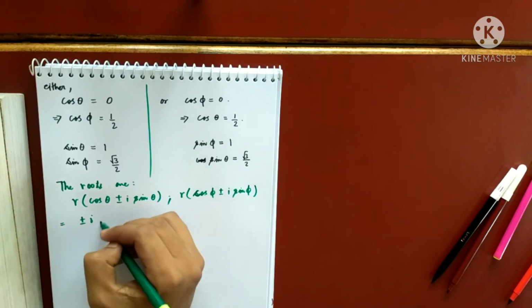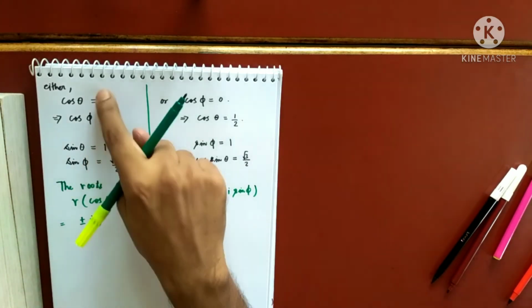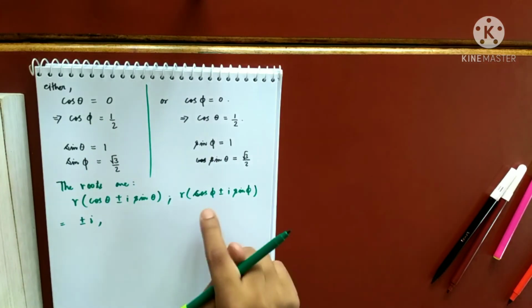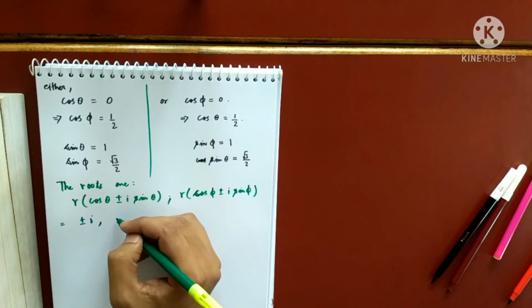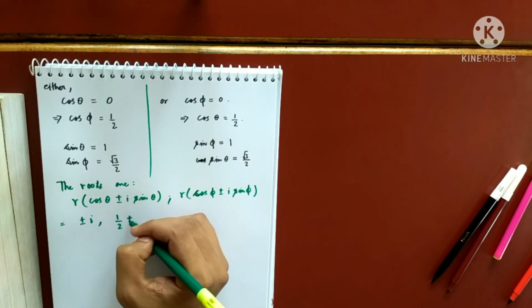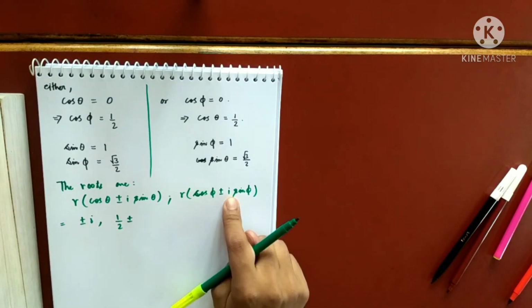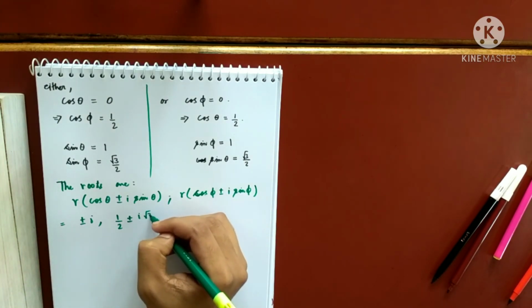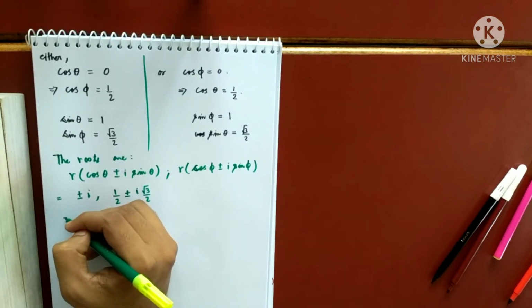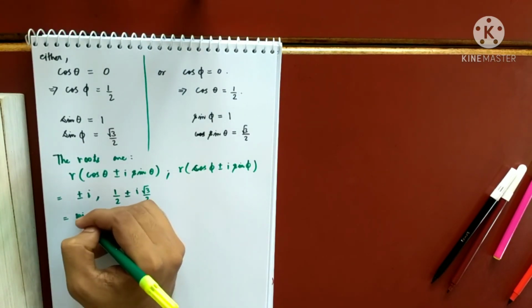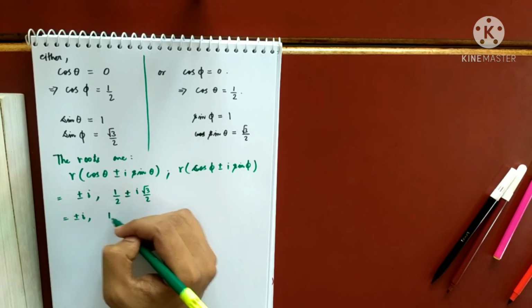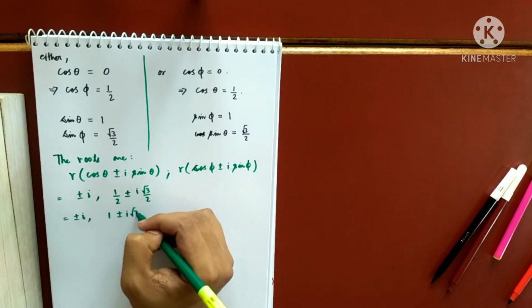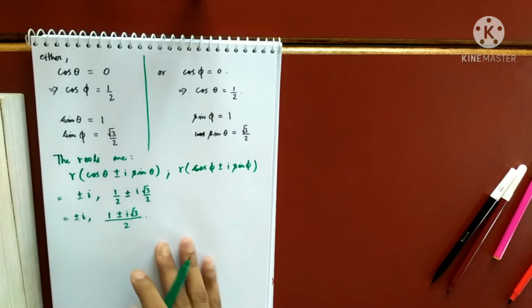Right? And comma. From here I'm taking this case only. Cos phi is half, so r is 1, cos phi is half, plus minus i sin phi, so i root 3 by 2. So that is plus minus i and 1 plus minus i root 3 by 2. So these are my roots.